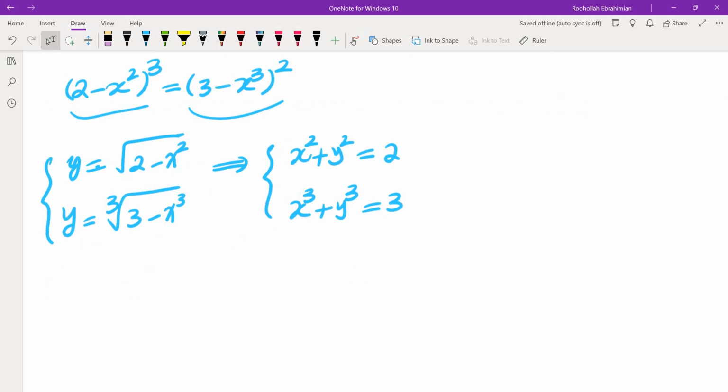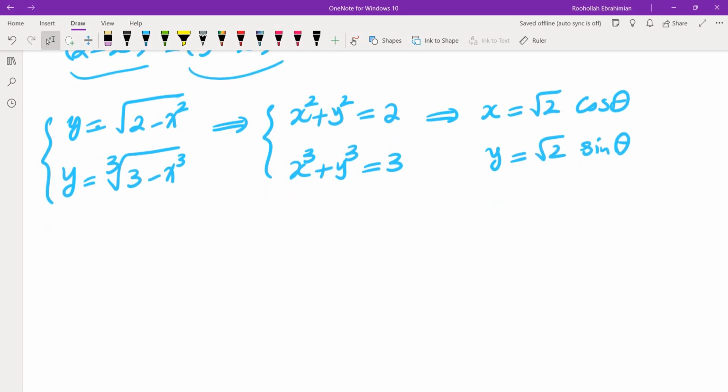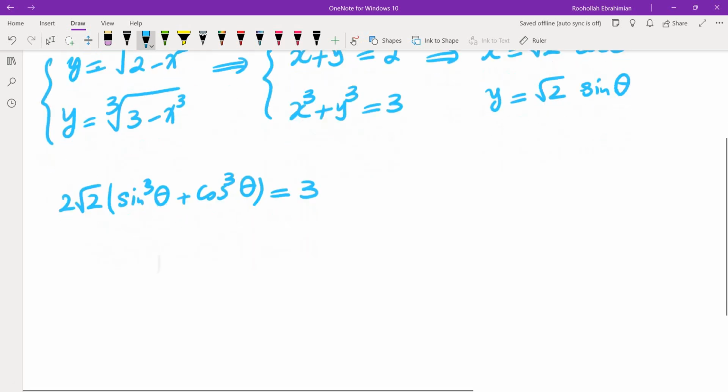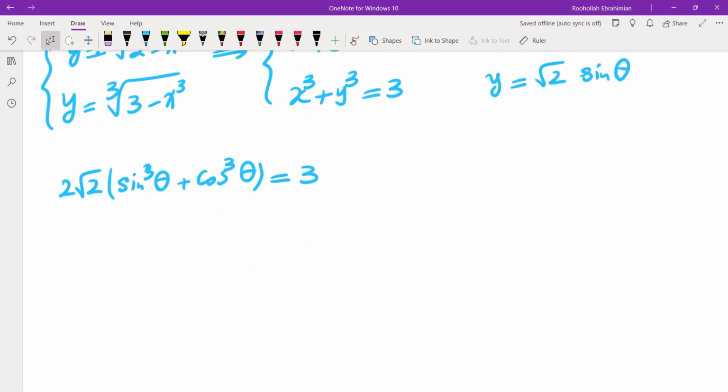The very first one, since it's a circle, it makes sense to parameterize that using cosine and sine. So perhaps we could use x equals root 2 cosine theta, and y equals root 2 sine theta. Root 2 is the radius of that circle. If you take that and plug it into the second equation, you get 2 root 2 times sine cubed plus cosine cubed equals 3. At this point, you're going to get sine cubed plus cosine cubed equals 3 over 2 root 2.